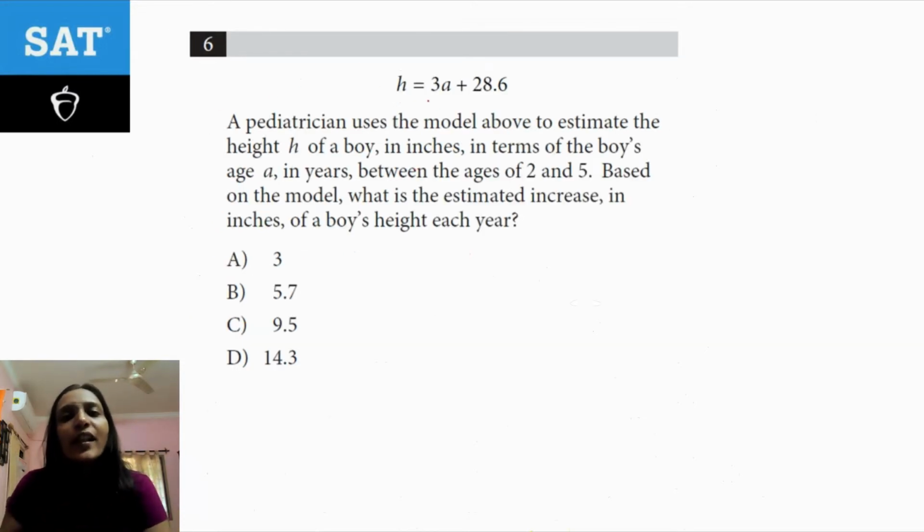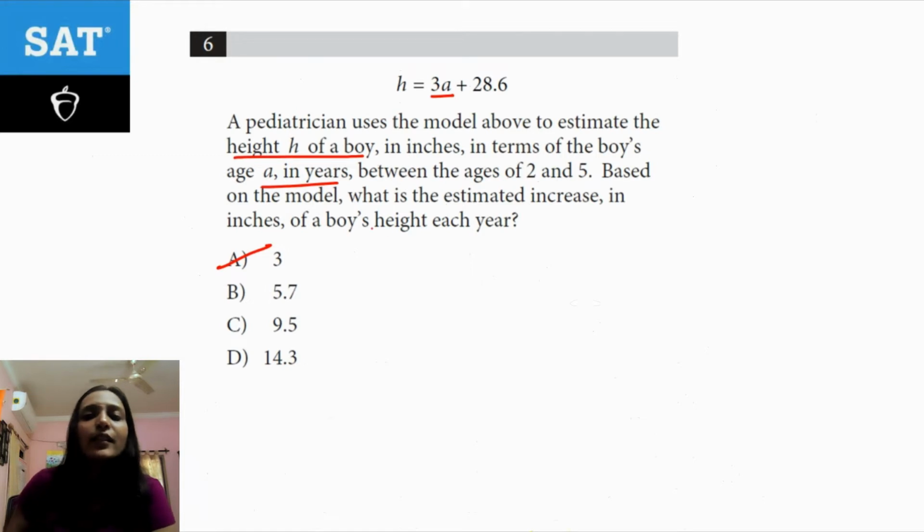The sixth question is: H is equal to 3a plus 28.6. A pediatrician uses the above model to estimate the height of a boy in terms of the boy's age, where a is the age and H is the height of the boy between the years 2 and 5. Based on the model, what is the estimated increase each year? Obviously, when the boy is born he would be a certain height, and gradually it's increasing. The rate at which it's increasing would be the thing that's getting multiplied by the years. So 3 would be the number of inches that the height of the boy is increasing each year.